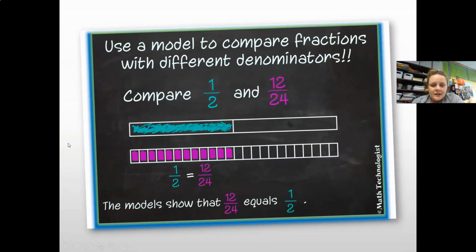Now, how about these? A 1/2 and a 12/24. Looks like they're equivalent. They're the same. Even though this one's split into 2 large size pieces and this is split into 24 small pieces, they take the same amount.